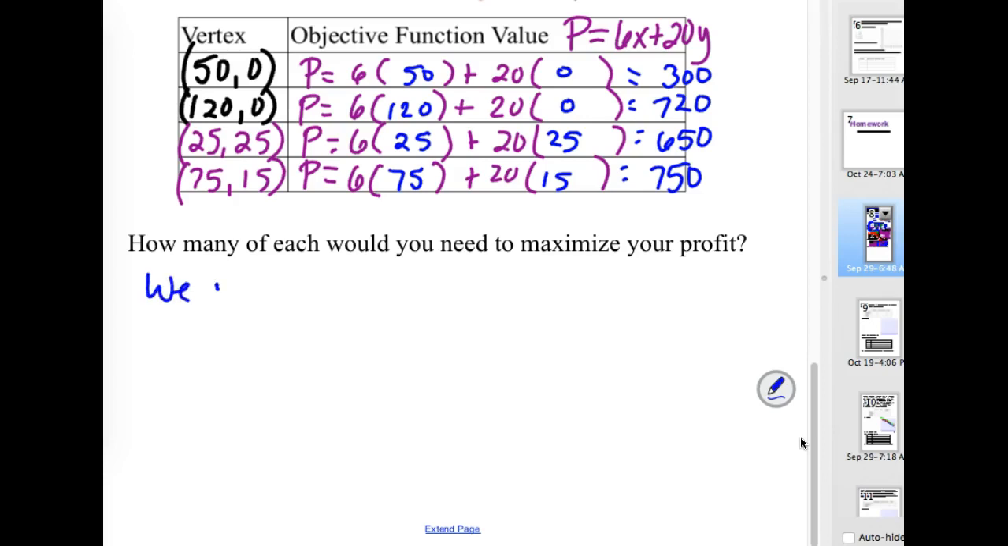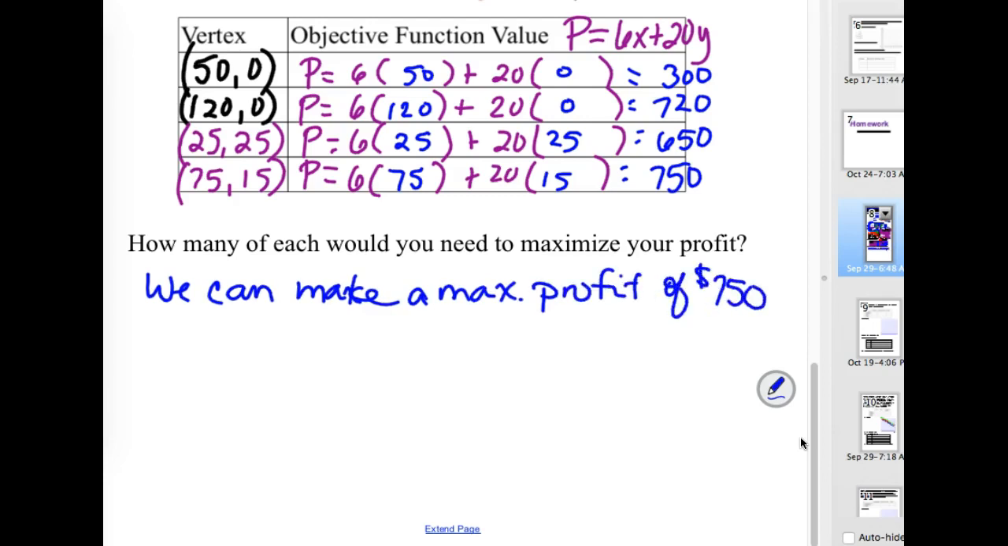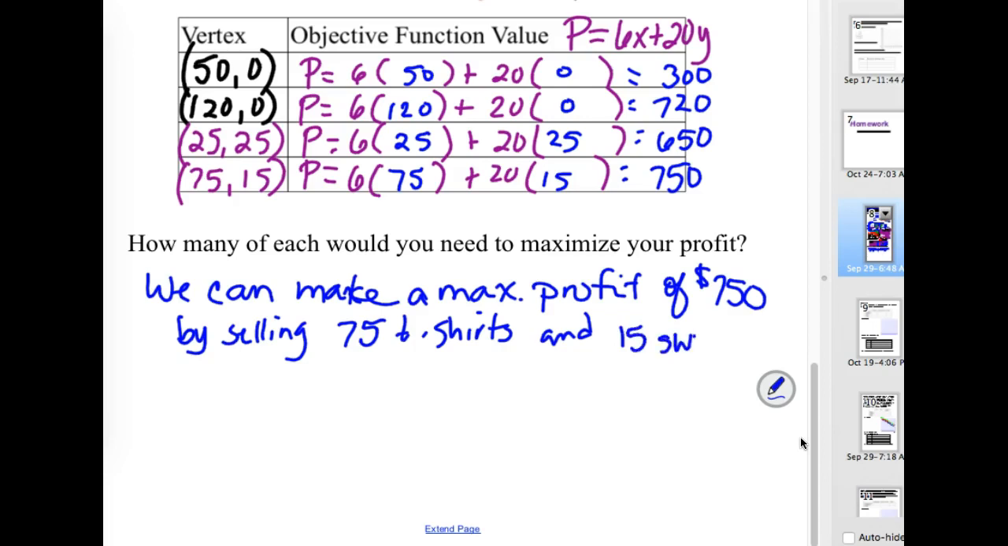So we can make a maximum profit of $750 by doing what? By selling 75 t-shirts and 15 sweatshirts. Okay.